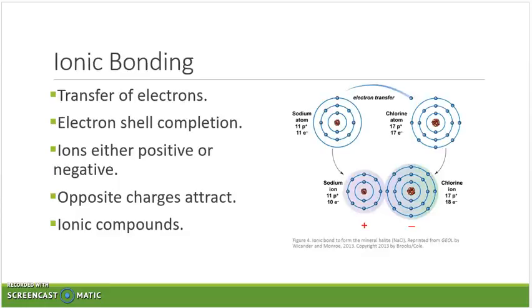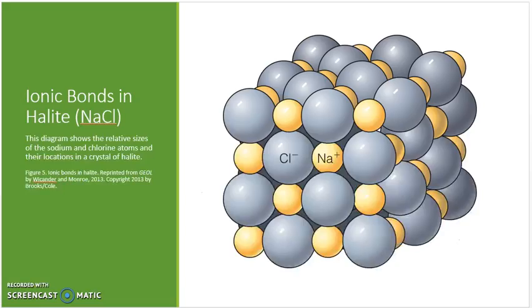Ionic bonding involves the transfer of electrons between atoms to complete vacancies in electron shells. Ions may be positive, cations, or negative, anions, and are attracted to opposites. Figure 4 shows the ionic bond formed when the negative chloride ion bonds with the positive sodium ion to form sodium chloride, or common table salt. Ionic bonds can be quite strong. This diagram shows the relative sizes of the sodium and chlorine atoms and their locations in a crystal of halite.